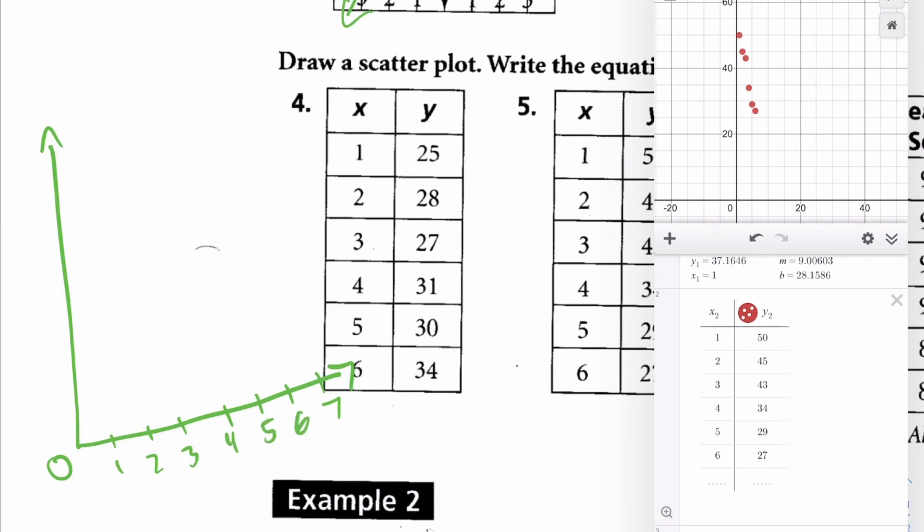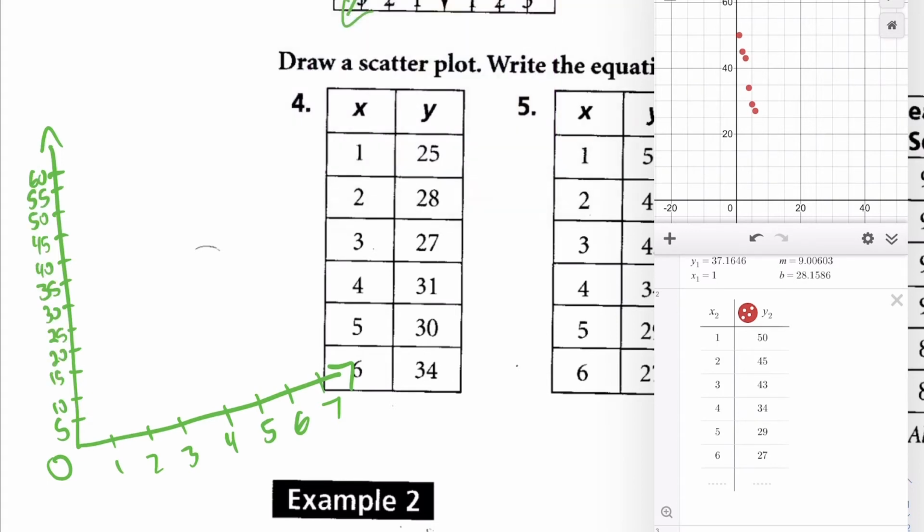And then our y's will need to go up to 50. So we need to go past 50. We'll go to 55. And then we'll see that would probably be 11 tick marks. Oh, maybe that's too many. I'll change that. Let's count by 5, 10.